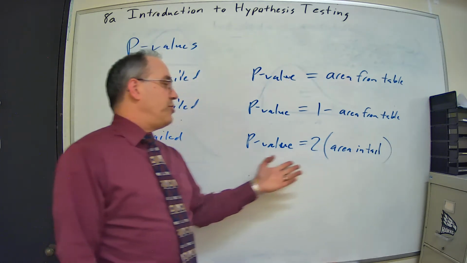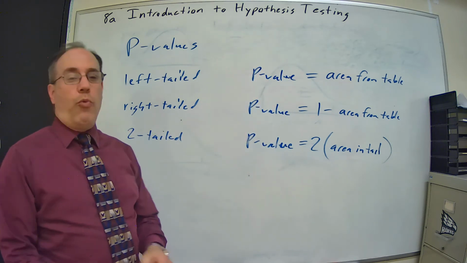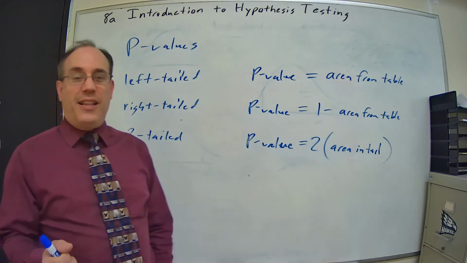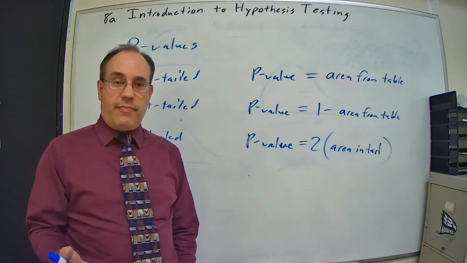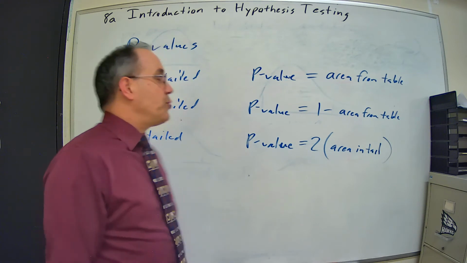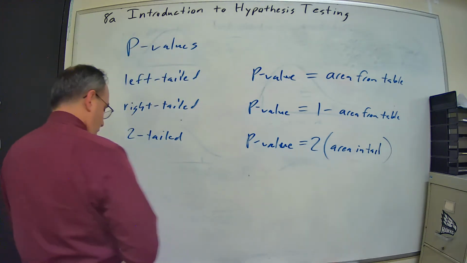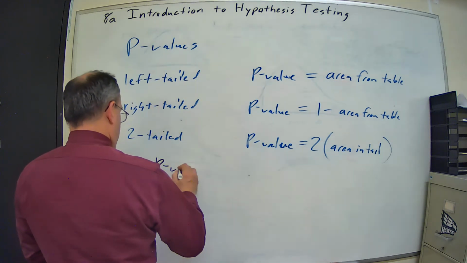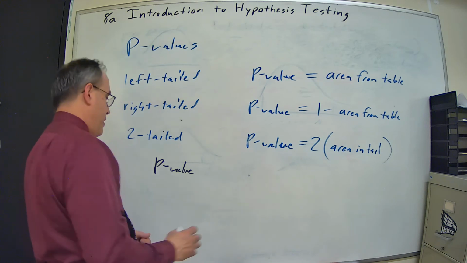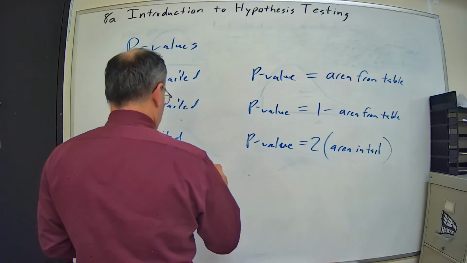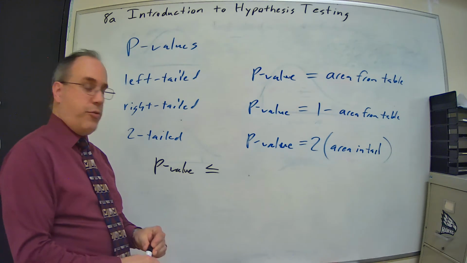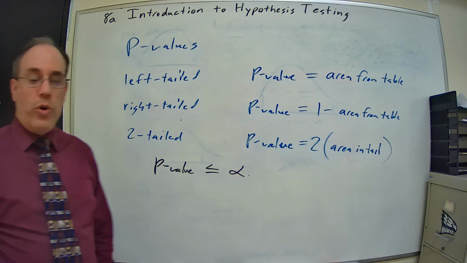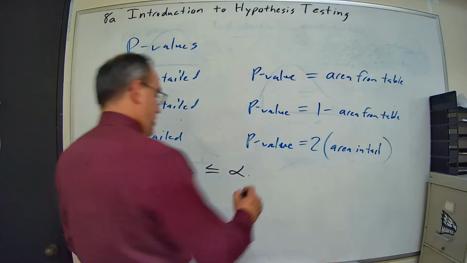Okay, so that's going to give us our p-value. Well, why do we have these p-values? Because the p-value is going to allow us to do the test. And what I mean by that is once we have a p-value, if that p-value is less than or equal to alpha, our significance level, we're going to reject the null hypothesis.